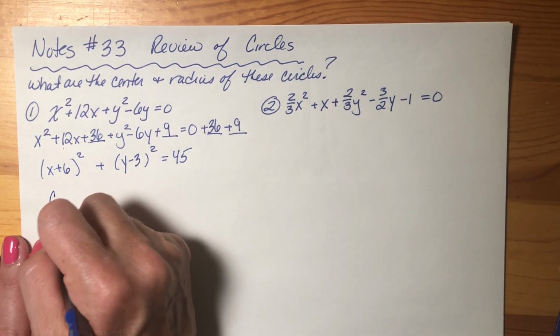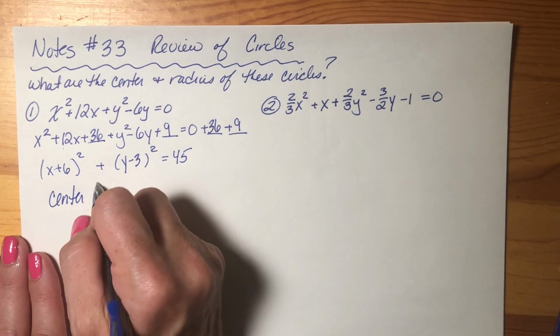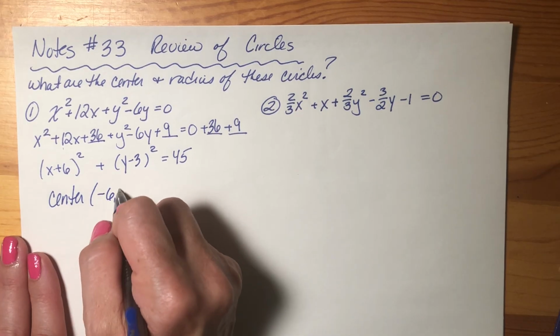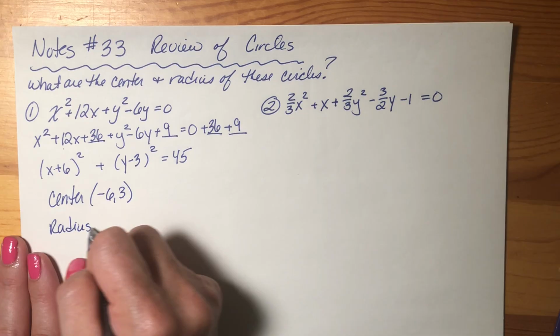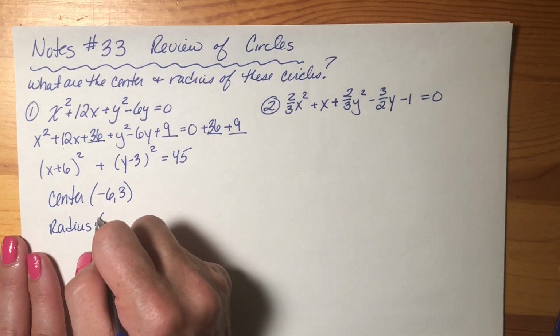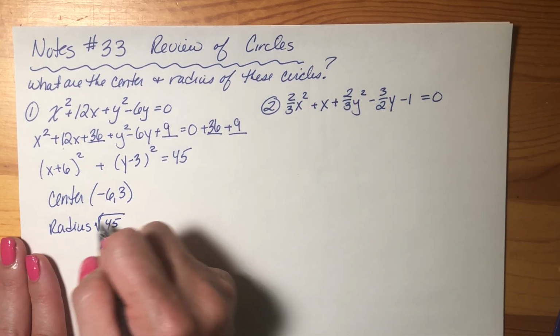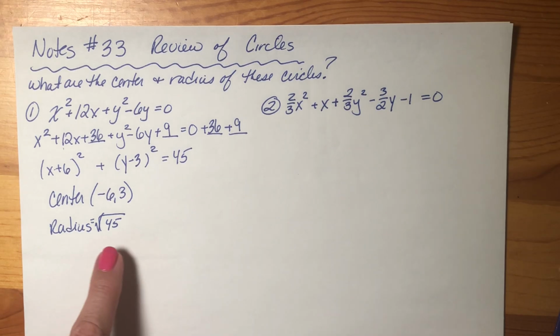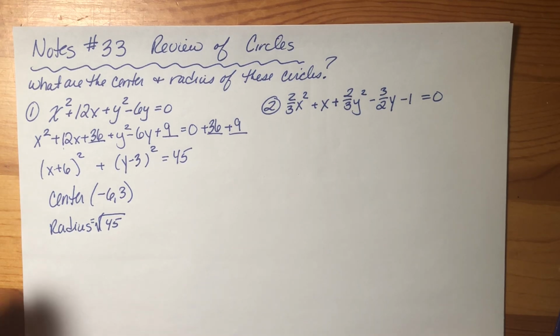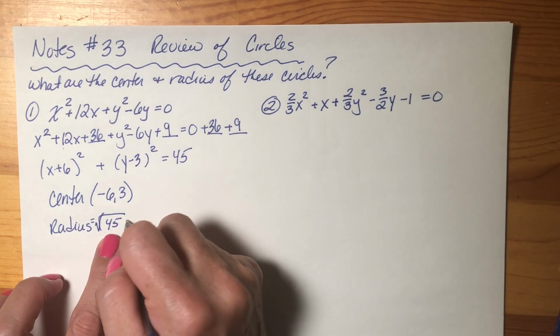I can look at it right away and know my center is going to be negative 6, 3, and my radius is going to be, oops, let's make that a square root sign, square root of 45, okay? My radius is the square root of 45. You want to leave that or you want to simplify it, that's fine with me. But you've got the square root of 45, which of course would be 3 root 5.